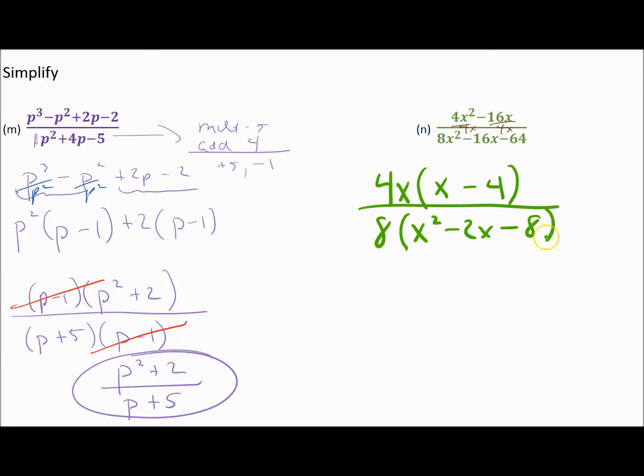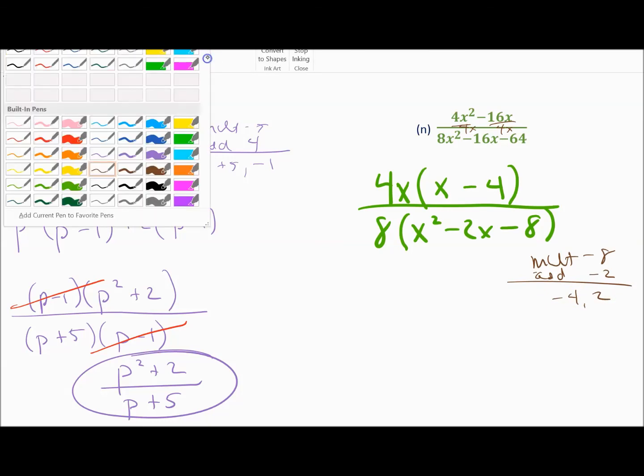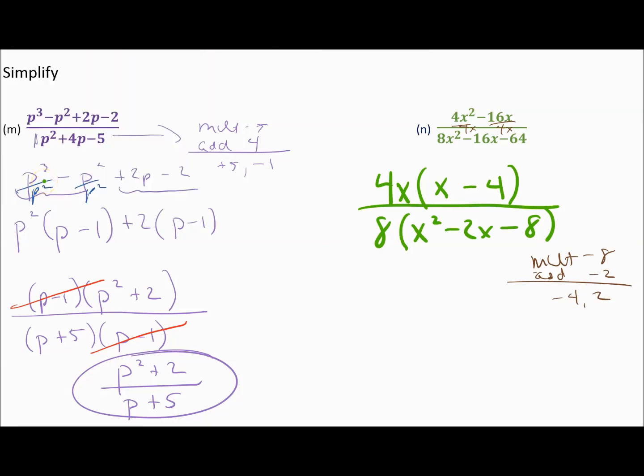But I still have a trinomial in here that I could possibly factor. So when I do that, I'm trying to find if there are numbers that multiply to be negative 8 and add to be negative 2. And there are, right? A negative 4 and a positive 2 will do that. So I'm back to factoring. In the denominator, I'm going to have two sets of parentheses with my two numbers.